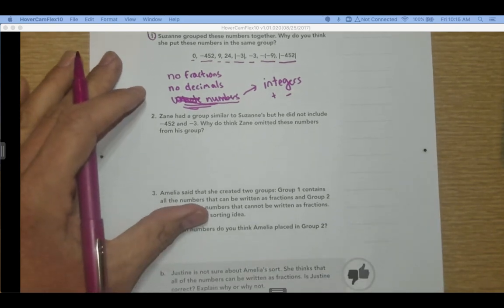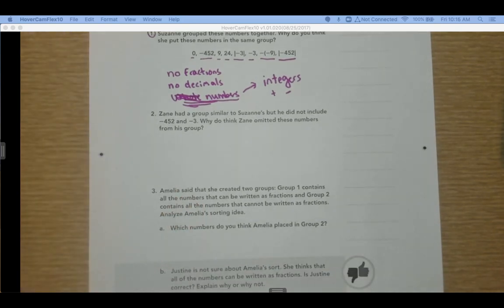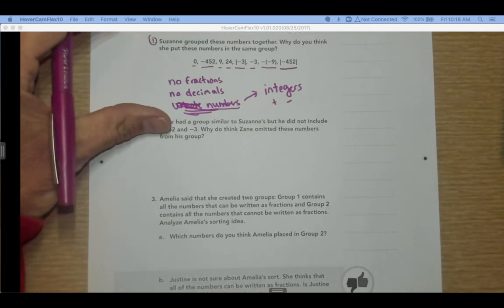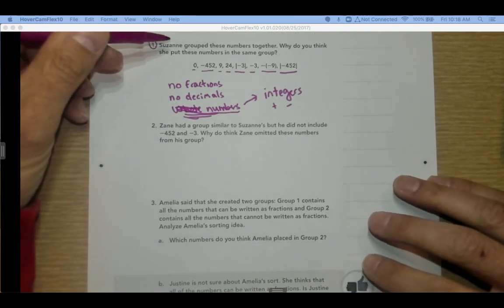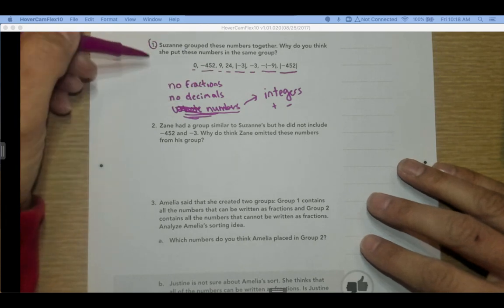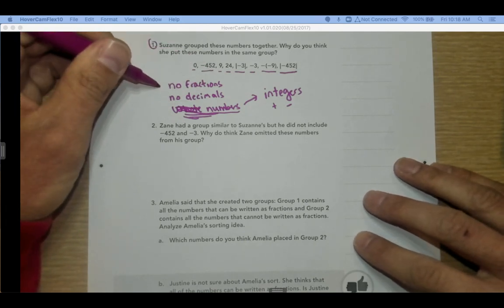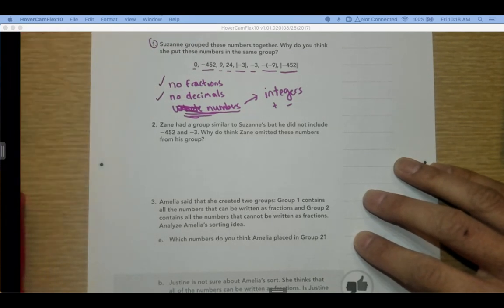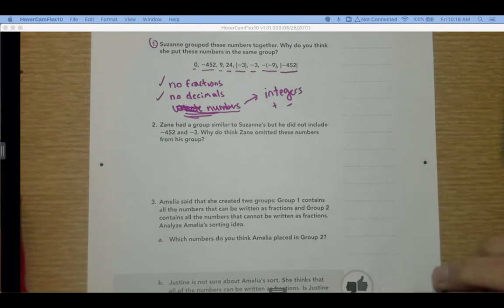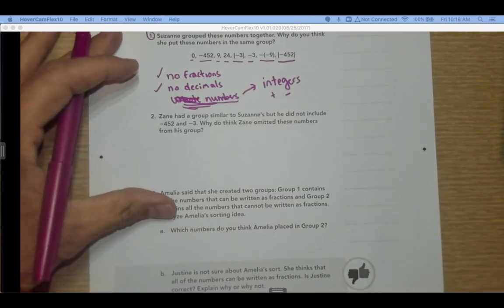Okay. All right. So I would say that she put all the integers together. So numbers that don't have fractions, there are no decimals, there's positive and negative numbers. And so that would be integers.